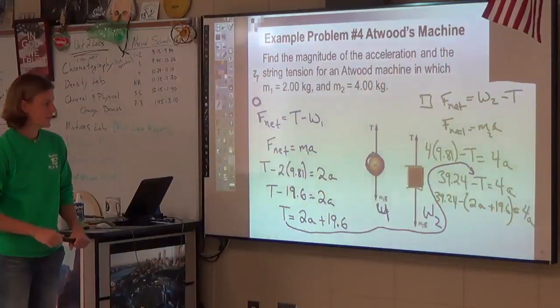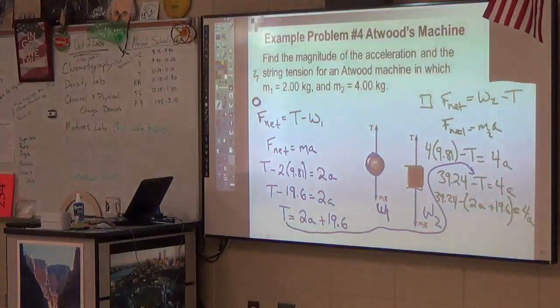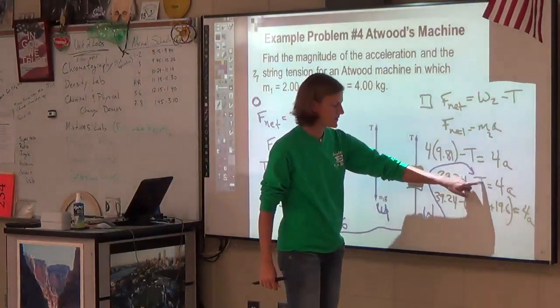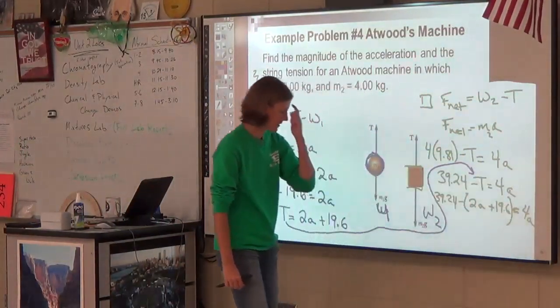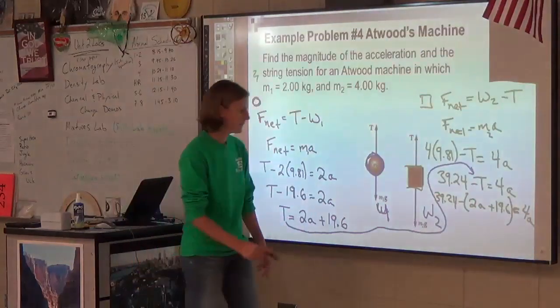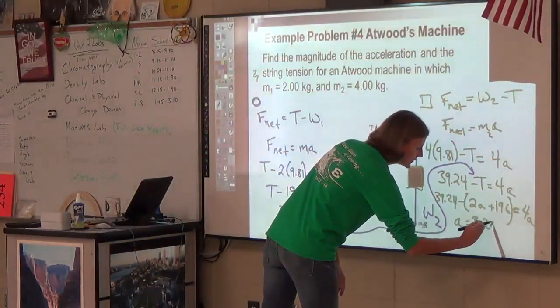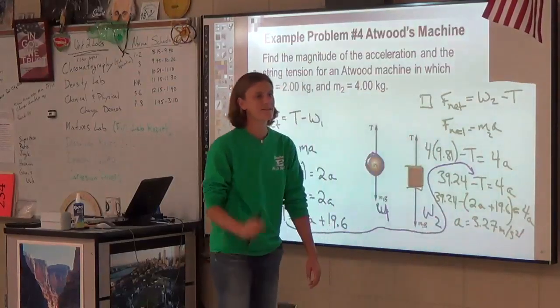Somebody tell me what you get for a. 3.27. I'll tell you if you're right. Yes. So, notice this is minus T. Be a little careful of your distribution. Make sure that negative sign gets distributed there. But 3.27 meters per second squared.